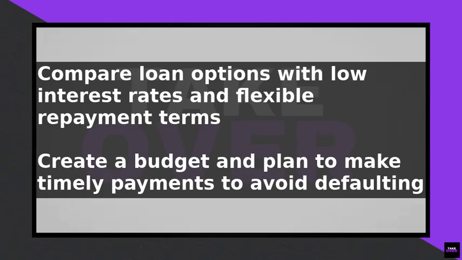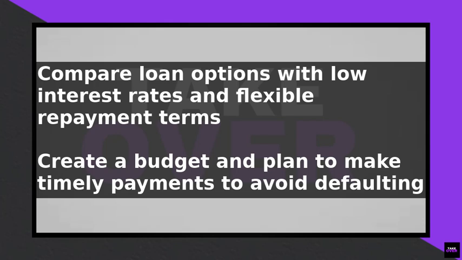Finally, make sure you understand the repayment terms of your loan. Federal loans have a 6-month grace period after graduation, while private loans may have stricter repayment terms. Create a budget and plan to make timely payments to avoid defaulting on your loan.